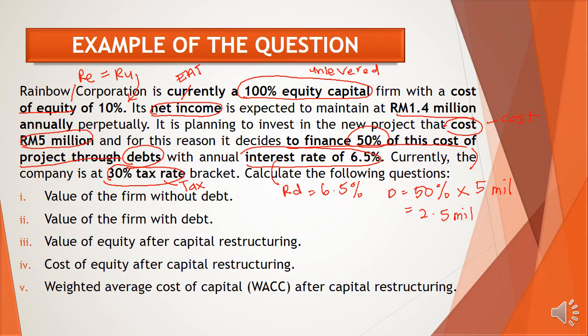Based on all the information, the question asks to calculate several things. The first calculation is regarding the value of the firm without debt. Next is the value of the firm with debt. The third question is the value of equity after capital restructuring. Next is to calculate the cost of equity after capital restructuring. And the last one is to calculate the weighted average cost of capital, which is WACC, after capital restructuring. So there are 5 questions regarding the calculation that you need to answer.